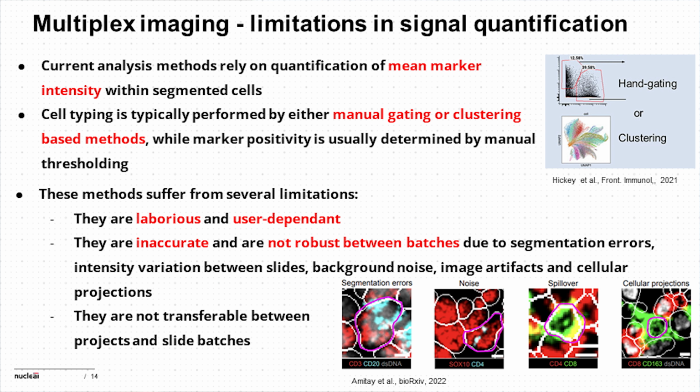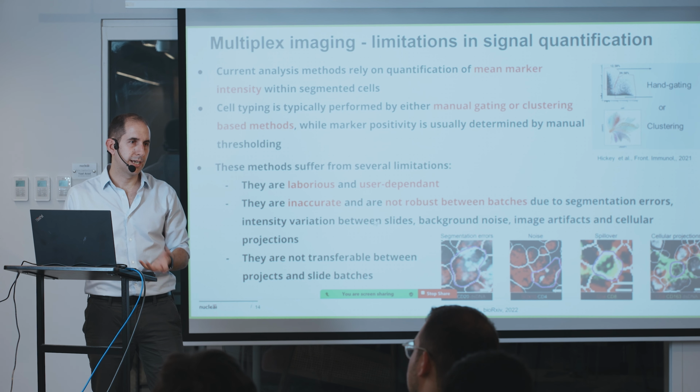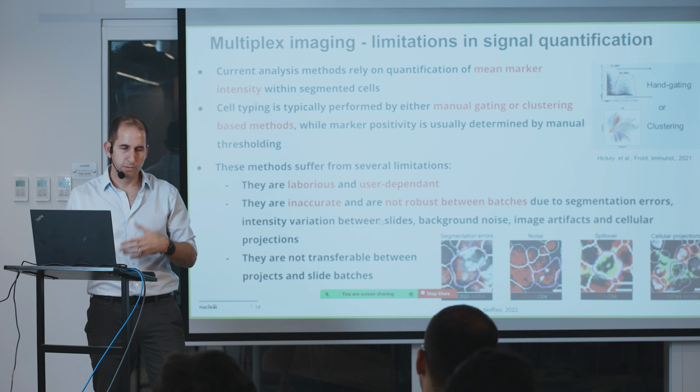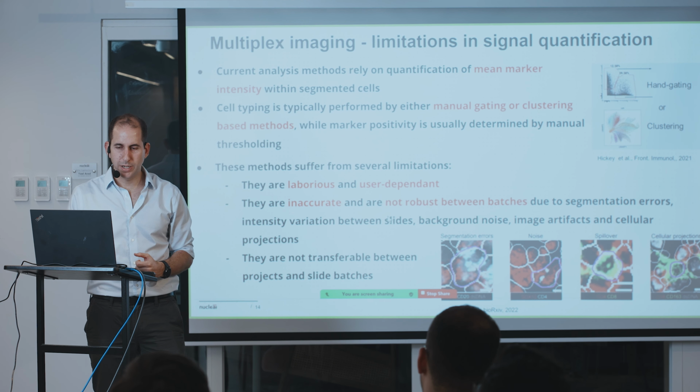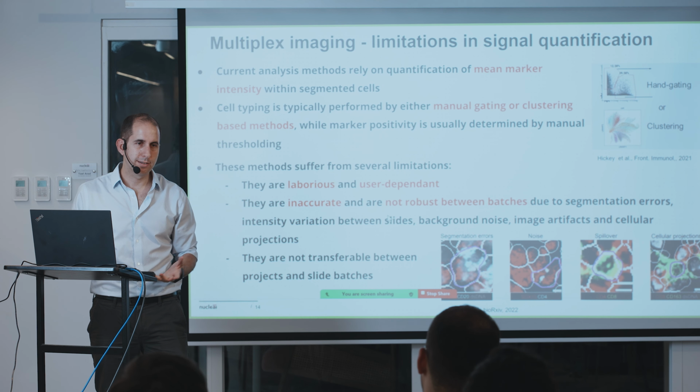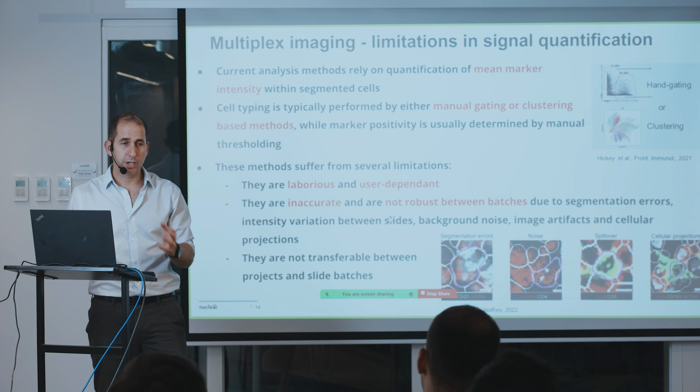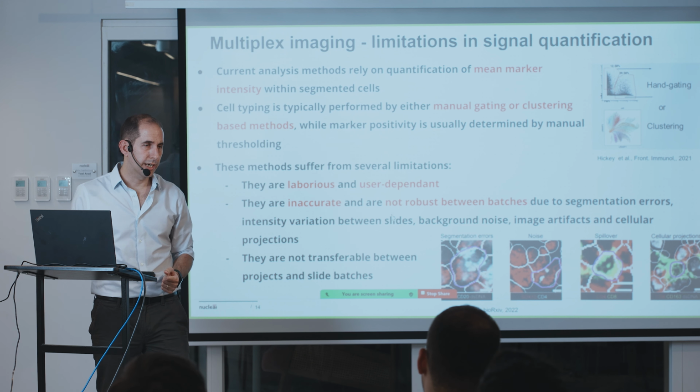And there's also cells which have cellular projections, for example, macrophages, which can then go into the segments of their neighboring cells and interfere with the cell typing. And another major problem is that these methods are not transferable between projects and slide batches. So let's say you did it once on a slide batch, you did it for several months, you get a new batch, your method is not guaranteed to work. And if you get a separate panel, you have to do it all over again.